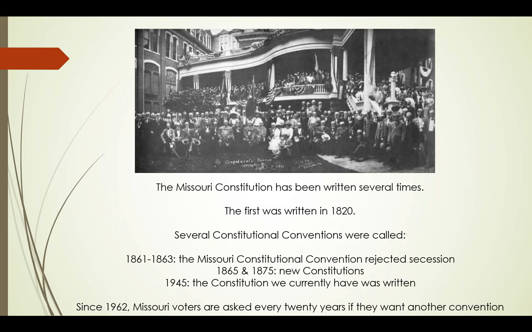82, we voted to keep it. 2002, we voted to keep it. And the next time we're going to vote is 2022. And, who knows? Again, this lecture is being given in 2019, so who knows what the future holds for 3 years from now, and who knows what a new Missouri Constitution would even look like.